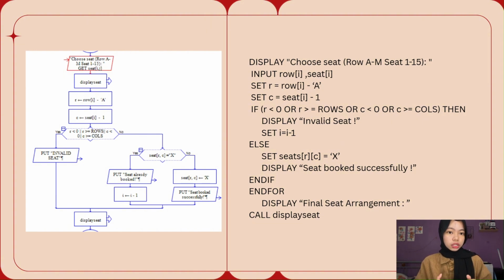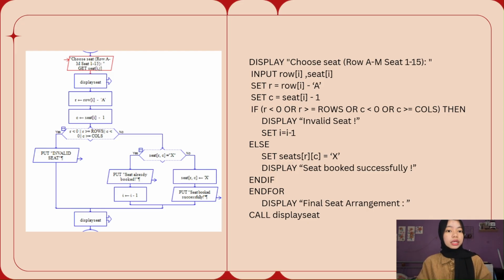converted into array positions. For example, R equals row array I minus A, which means it converts the letter to a number. For example, A becomes 0, B becomes 1, and so on. The same goes for seat, which is C equals seat array I minus 1. Minus 1 means that it converts the number into an index. For example, seat number 1 becomes 0, seat number 2 becomes 1, and so on.